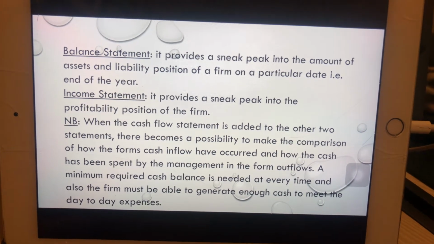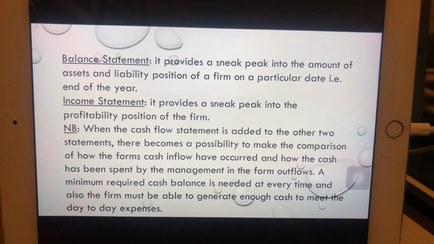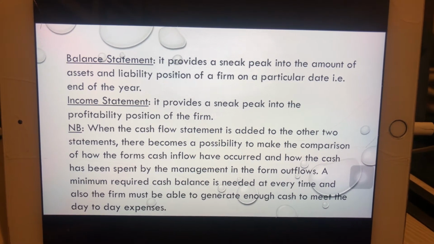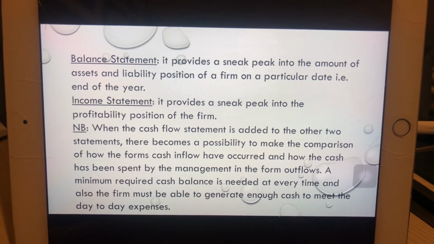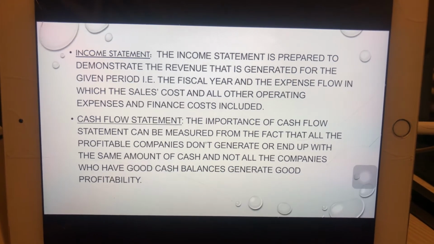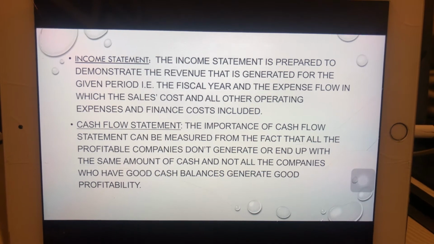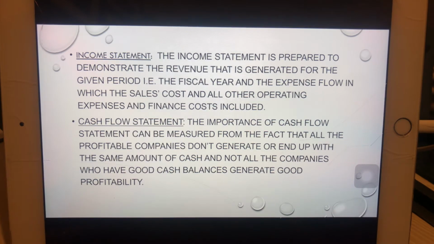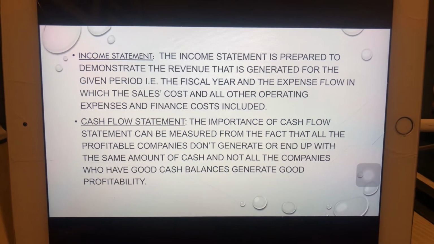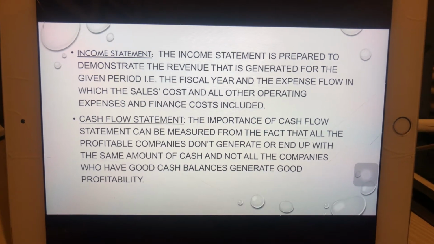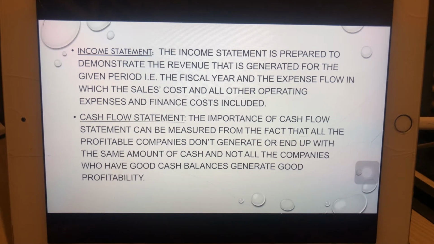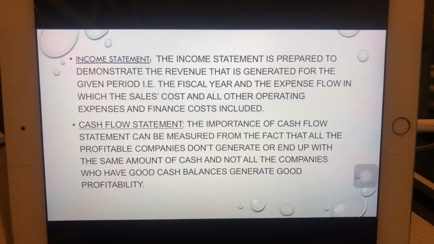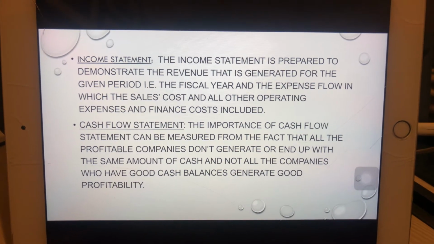in the firm outflow. A minimum required cash balance is needed at every time, and also the firm must be able to generate enough cash to meet the day-to-day expenses. Apart from that, the income statement is prepared to demonstrate the revenue that is generated for the given period, that is the fiscal year, and the expense flow in which the sales cost and all the other operating expenses and finance costs are included. The next is the cash flow statement.